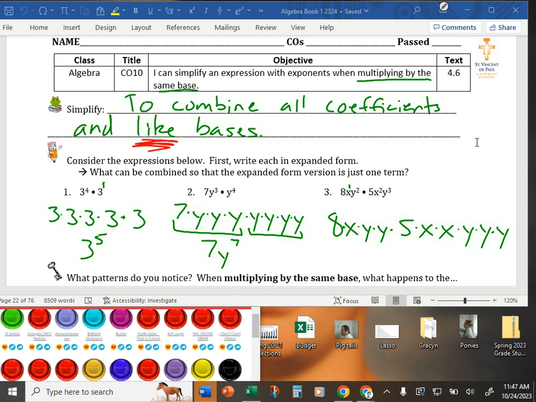You know what? I haven't given anyone a button yet. Very good. 8 and 5.